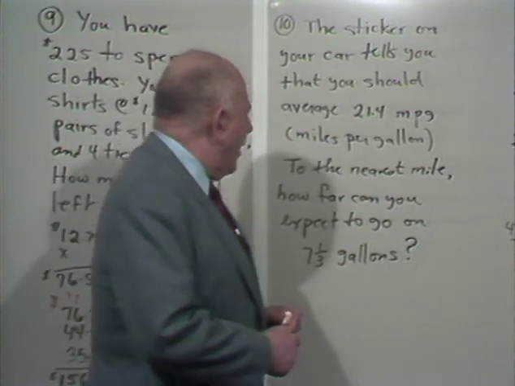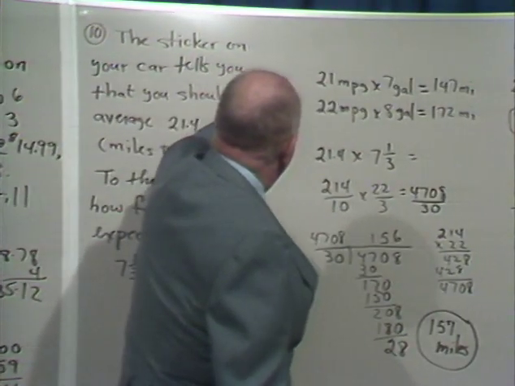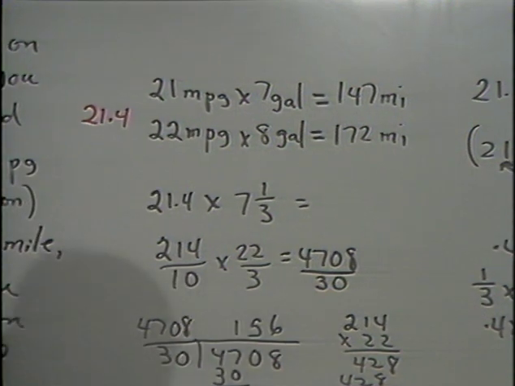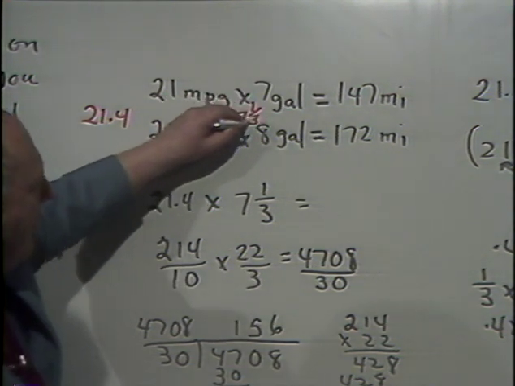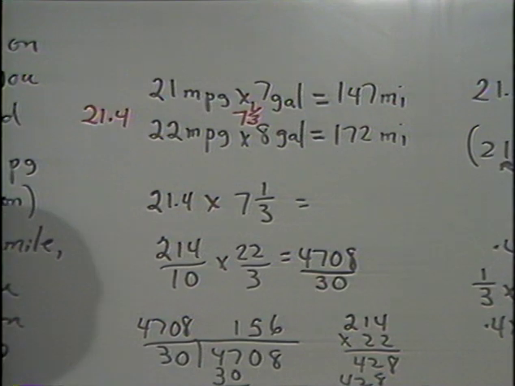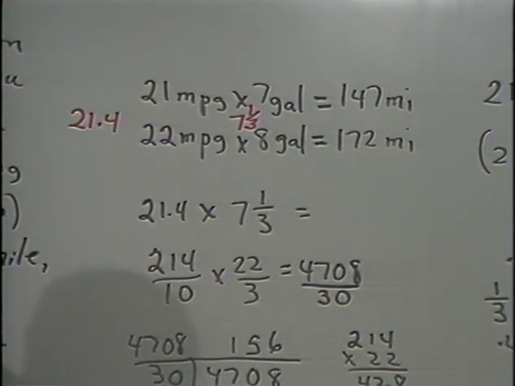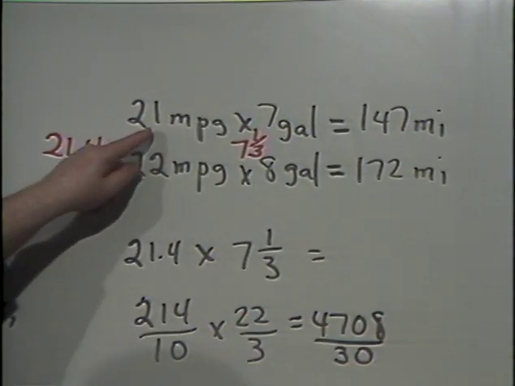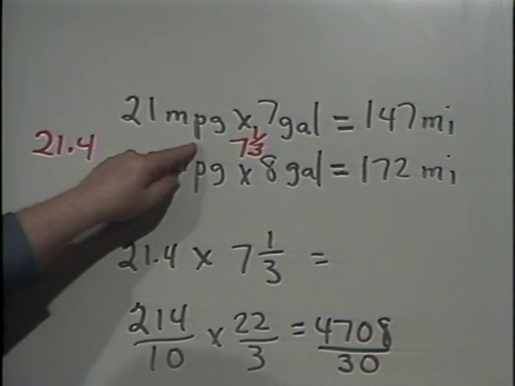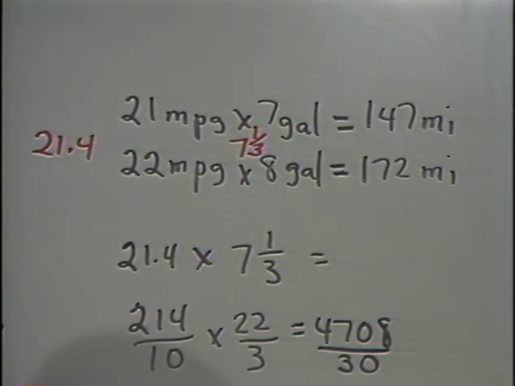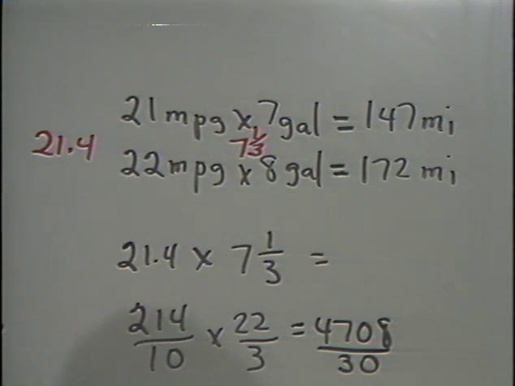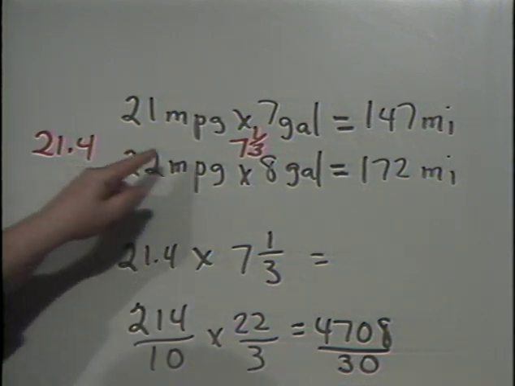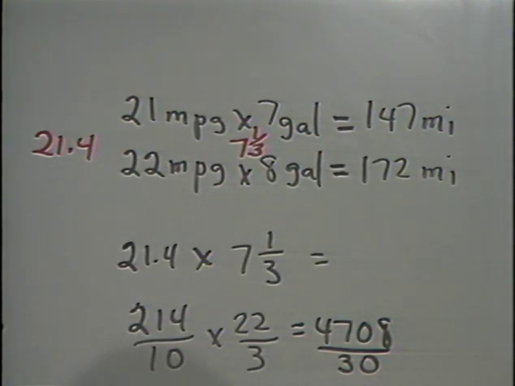Why don't you say to yourself, wait a second, 21.4 miles per gallon. That's more than 21 miles per gallon, but less than 22 miles per gallon. And 7 1/3 gallons, that's more than 7, but less than 8. So let's make an estimate now. If I went 21 miles per gallon on each gallon, on 7 gallons I would go 21 miles 7 times. 21 times 7 is 147. So obviously then I'm going more than 147 miles.